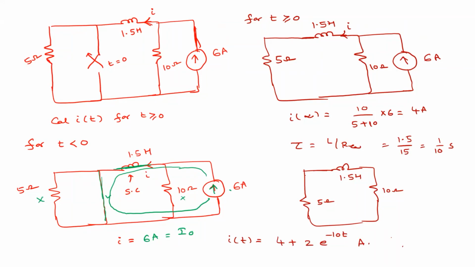Sir, in that case, after short circuiting, the 10 ohm resistor is also considered for current flowing for t greater than 0. Yeah, this is the circuit, no? For t greater than 0. Yes, sir. This 10 ohm we need to consider, right? So this circuit is different.